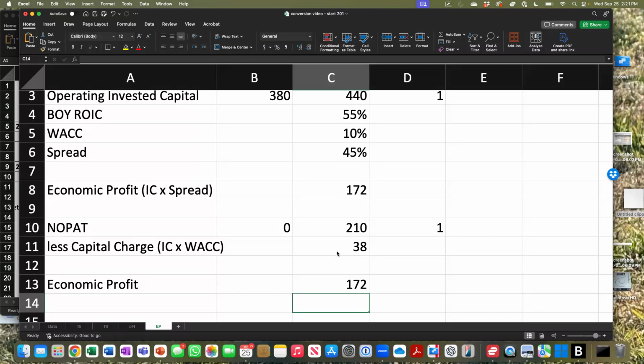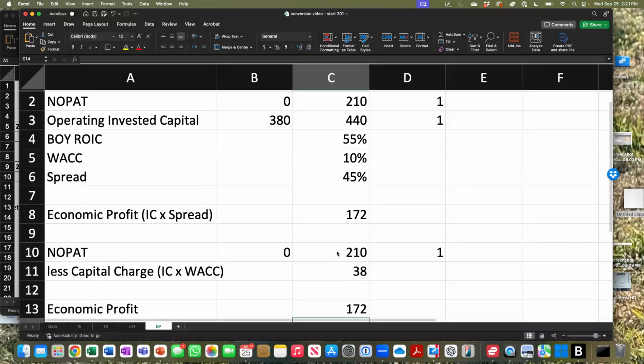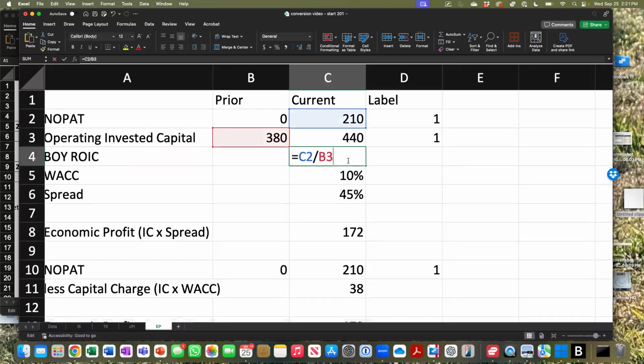This conceptually is what you're going to be doing for homework 4. Yes, sir. So for the beginning of your ROIC, you take the current year NOPAT divided by last year's invested capital. So the idea is that the beginning of the year, January 1st, is the same as December 31st last year. Other questions?